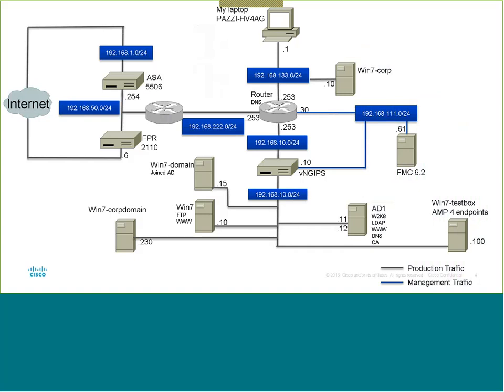I've got a virtual NGIPS sitting inline between my corporate network, which is the 192.168.133.0, and my DMZ network, which is the 192.168.10 network. I also have a couple of firewalls. So I've got an ASA with Firepower Services as well as a Firepower 2110. The ASA with Firepower Services is running 6.2 from a Firepower perspective, and my Firepower Threat Defense code is 6.2.3 running on my 2110.